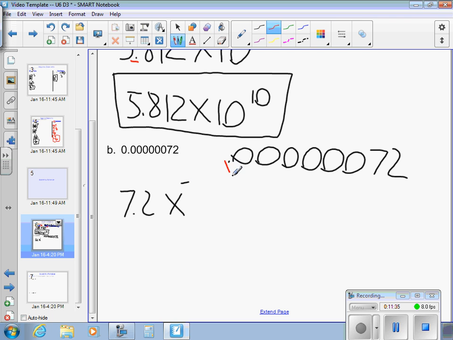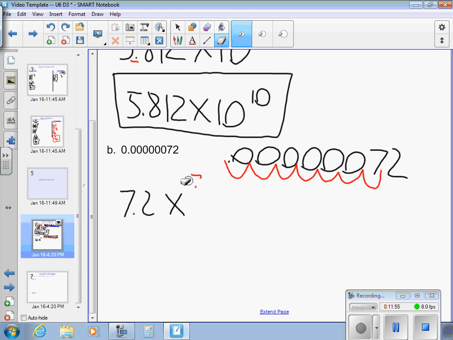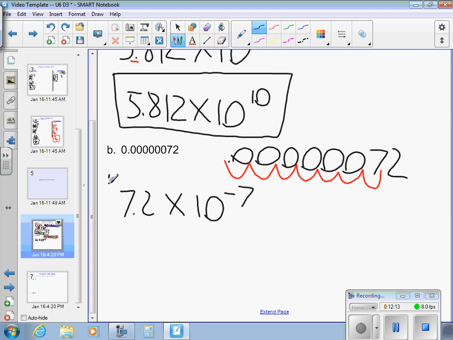So starting here at the decimal point, I count 1, 2, 3, 4, 5, 6, 7 spaces to the new location of the decimal point. So my exponent, whoops, I'm sorry, I left out my 10, so let me fix that. So this is times 10 to the power of negative, and that was 7 spaces, correct? 1, 2, 3, 4, 5, 6, 7, yes. So 7.2 times 10 to the power of negative 7.